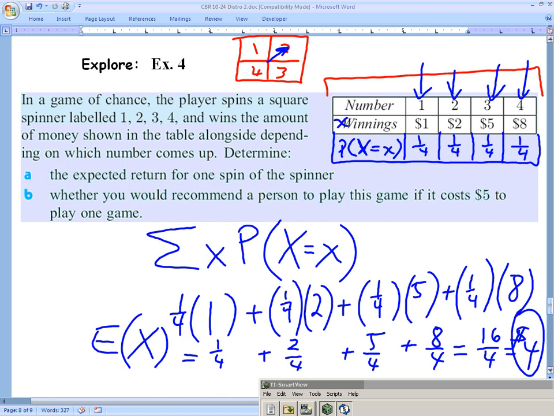So part B, determine whether you would recommend a person play this game if it costs $5 to play one game. Well, the obvious answer, if it costs $5 and you're only expected to return $4, would you recommend someone plays it? Well, not if the goal is to win money every time. You're losing $1 every single time you play, but that's how gambling works.